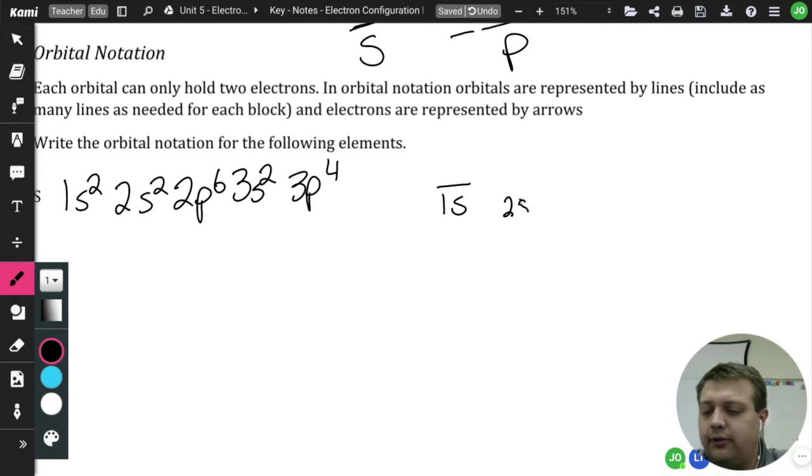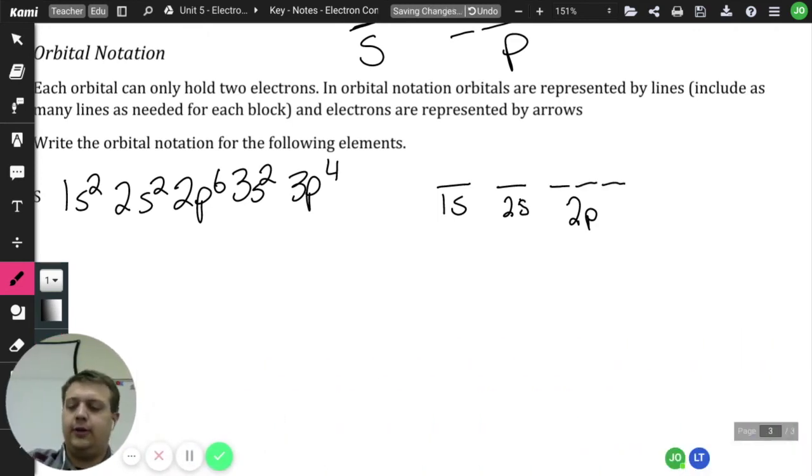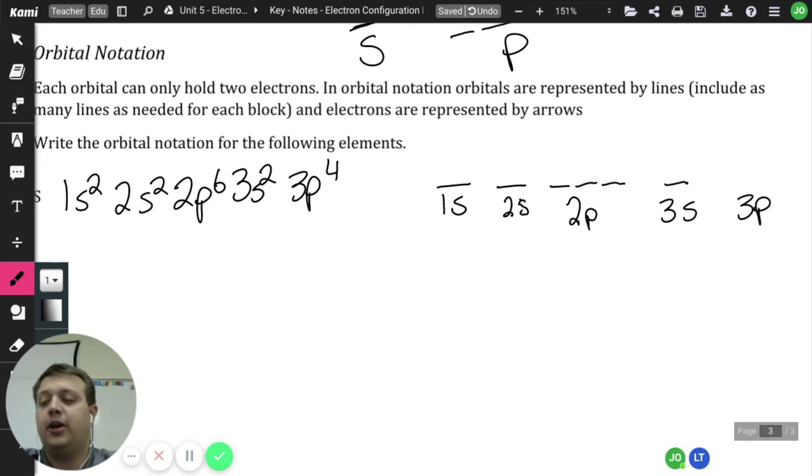So 2s. How many orbitals for the s sublevel? 1. Then I have 2p. How many orbitals for the p sublevel? 3. 1, 2, 3. I'm going to move this out of the way since I'm over here on the right. Then I have 3s. S can have 1. And then I have 3p, which p sublevels can have 1, 2, 3.